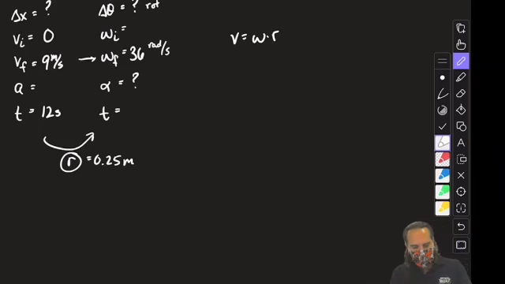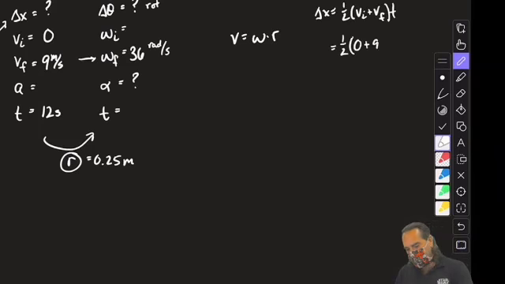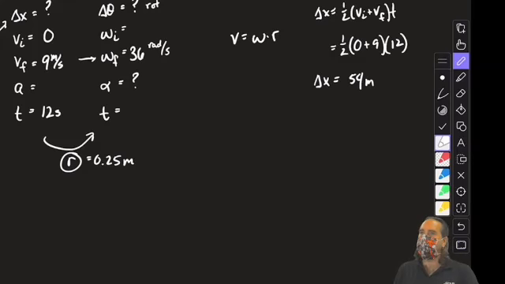I need delta X. I can get that from the information that's here without having to convert to any kind of rotational. I can use a motion equation that has those things in it. So let's do that first. Delta X equals 1/2 times V initial plus V final times T. That's going to be 1/2 times V initial, which is 0, V final, which is 9, times T, which is 12. Half of 12 is 6. 6 times 9 is 54 meters. So delta X is 54 meters.